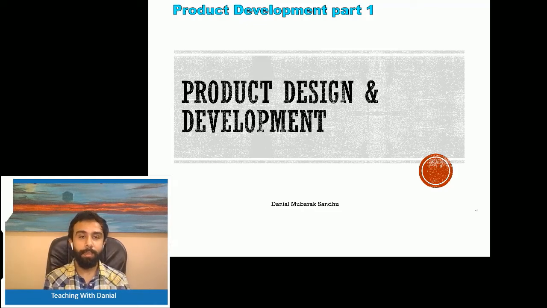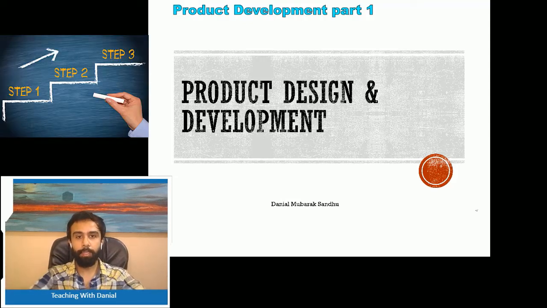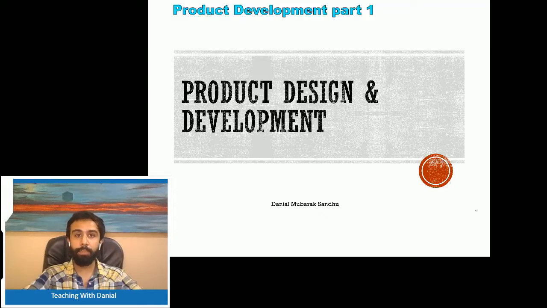That was design. The third part is development. Development is very simple. It's a process. It's a set of activities from one stage to the final stage. So that process is called development. So this is the basic definition of product design and development.